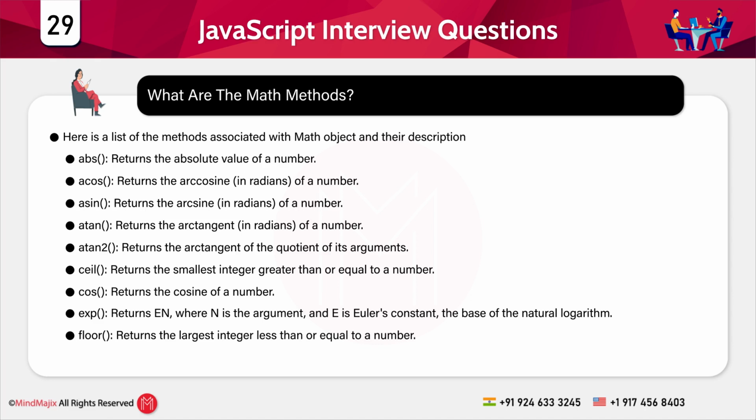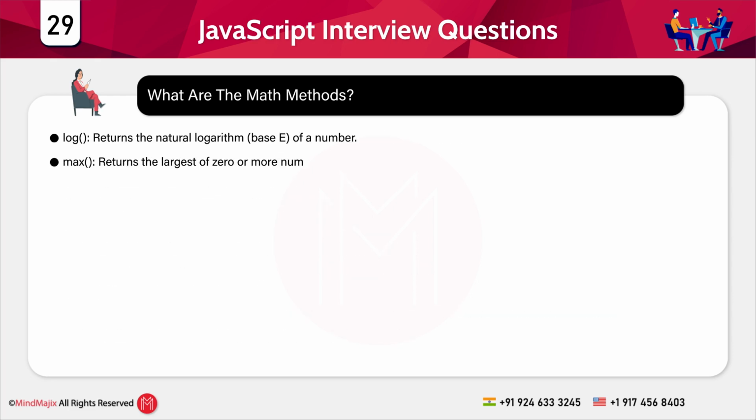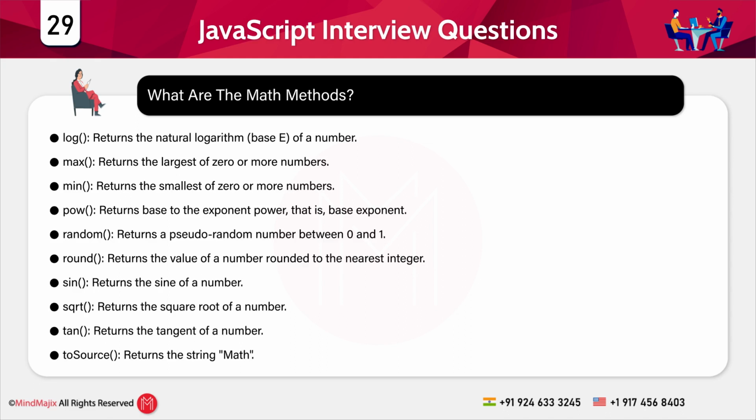exp returns the exponential, returns e to the n, where n is the argument and e is the Euler constant. floor returns the largest integer less than or equal to a number. log returns the natural logarithm, base e, of the number. max returns the largest of zero or more numbers. min returns the smallest of zero or more numbers. pow returns the power, that is the exponential power.